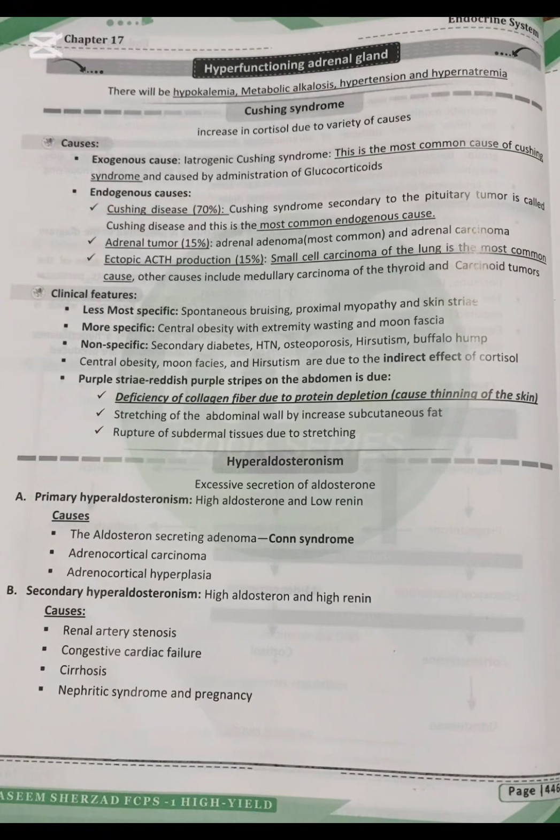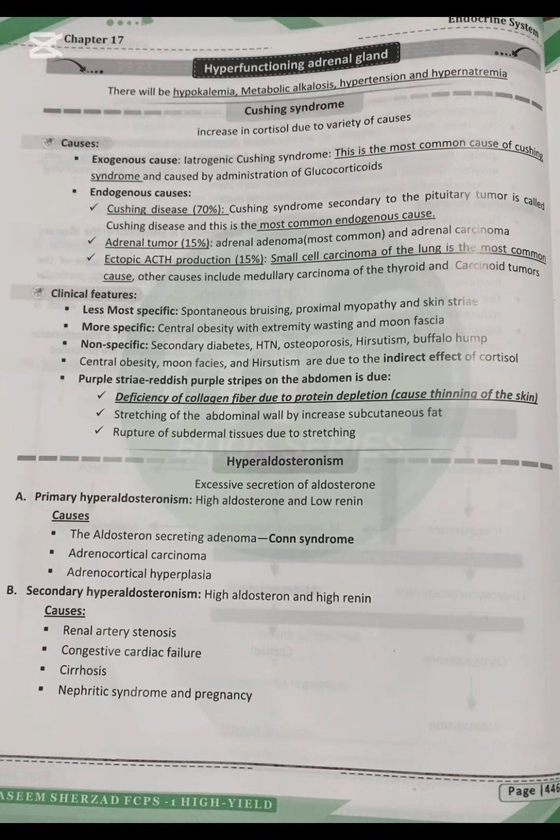The least specific, more specific, and non-specific features are all important because they have asked in a question which one is more specific, which one is least specific, and which one is a non-specific feature. So there is no need for explanation. You need to memorize, understand, and revise it again and again. But there was a question of why purple striae occur on the abdomen in Cushing syndrome. This is because of deficiency of collagen fiber due to protein depletion, leading to thinning of the skin. That's why they have asked it in a question, and you need to understand it.